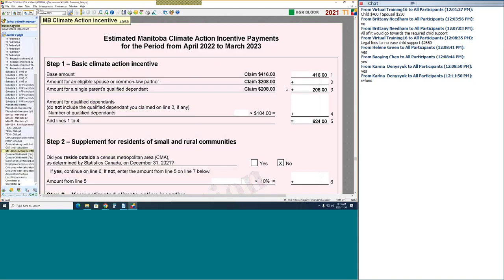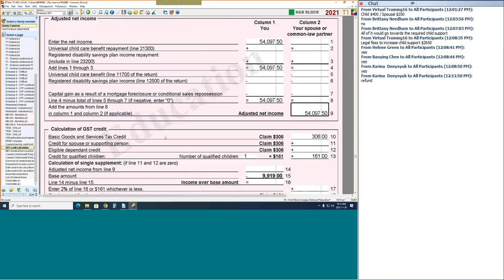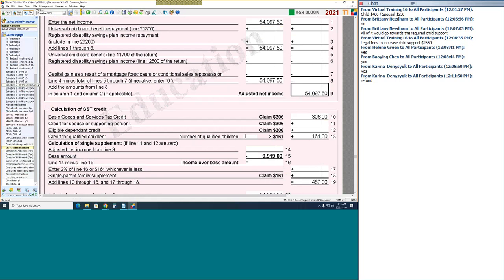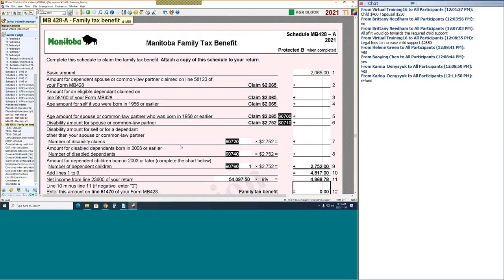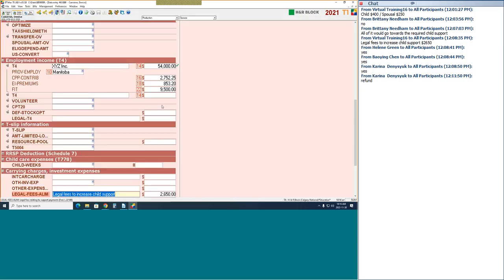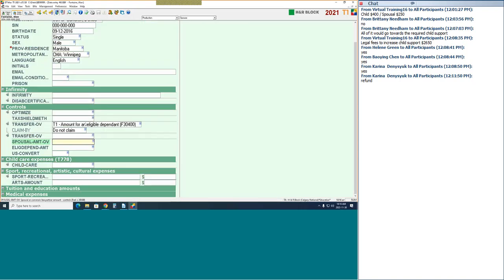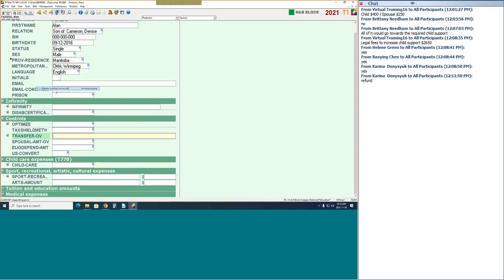So now he's a qualified dependent for climate action incentive. He is a dependent child for GST. Family tax benefit, he is a child for the family tax benefit. It will put him in for everything except the one thing that you wanted to take him off for. Okay. What if he is an eligible dependent? So I'm going to go back into his and I'm going to say, yes, he is an eligible dependent, but he's not living with her at the end of the year.